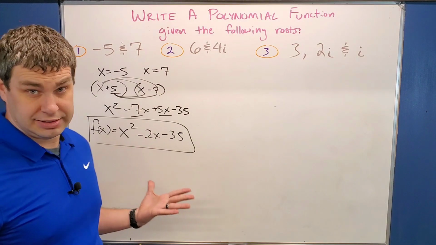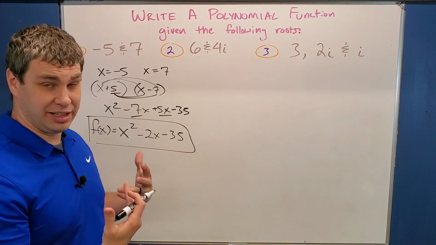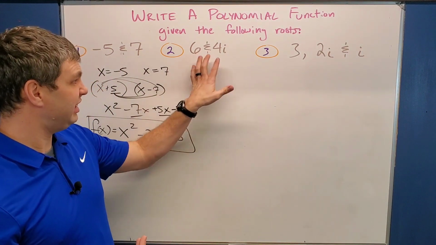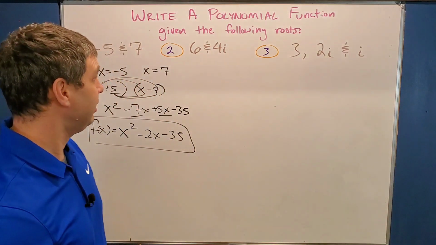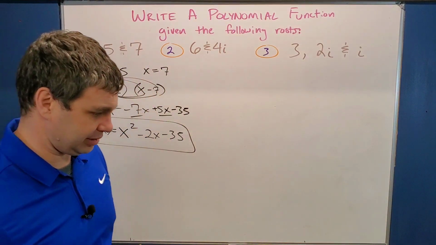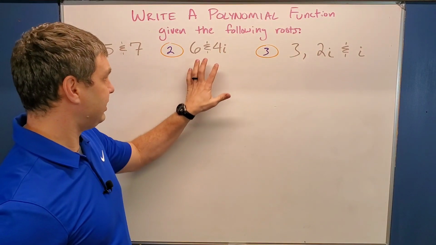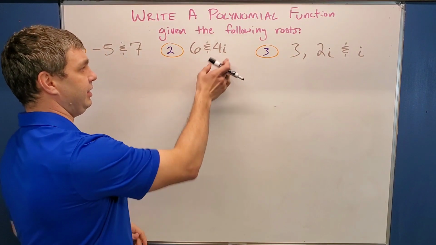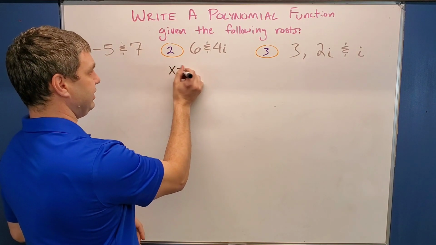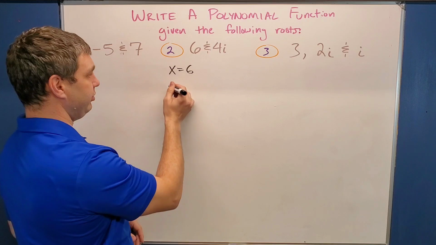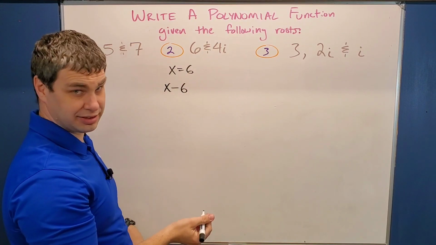All right, now that's nice. That's easy when you have ones that are integers like this. But what if we have some imaginary numbers? We're going to do that next. All right, let's try it. Let me get this erased for us. That first one that has the imaginary is going to be 6 and 4i. Now the 6 is easy, just like before. This is x equals 6, and so the factor that would create that is x minus 6, if I subtract 6 to the other side.